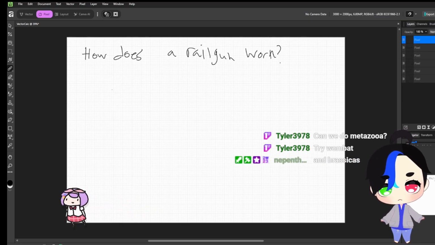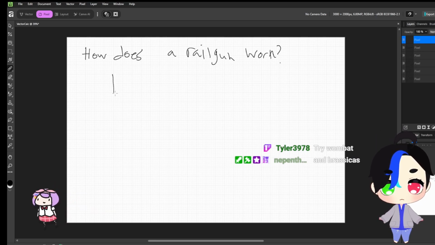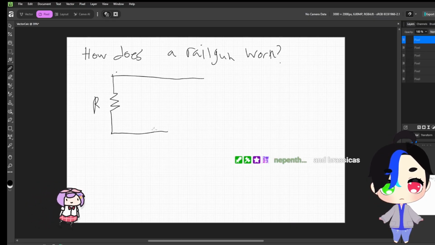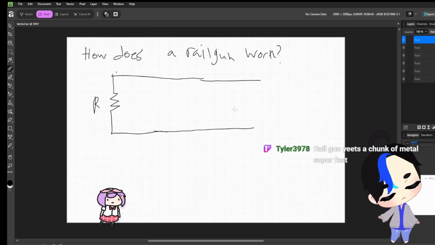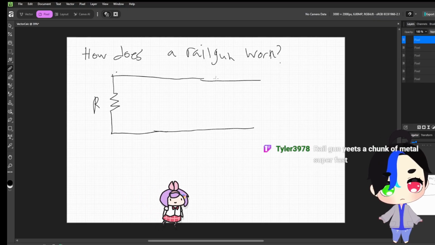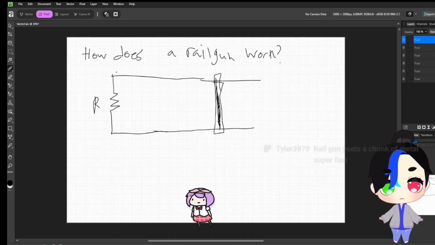I'm not good at drawing this. There we go. Let's say I have a resistor that's connected to two parallel, metallic conductive rails. Yes, a railgun does eat a chunk of metal super fast, but I want to show you why it does it, how it does it. And let's say I put a bar of metal across these two rails.